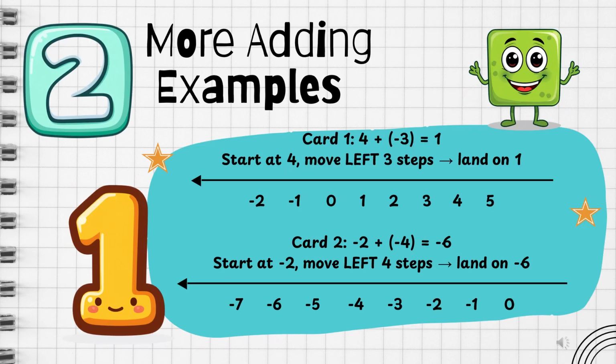Let's try another example together. 4 plus -3. Start at 4. Move left 3 spaces. You arrive at 1. Now let's try a different one. -2 plus -4. Start at -2. Move left 4 spaces. You land on -6. Notice that every time we're adding a negative number, we're always moving left.